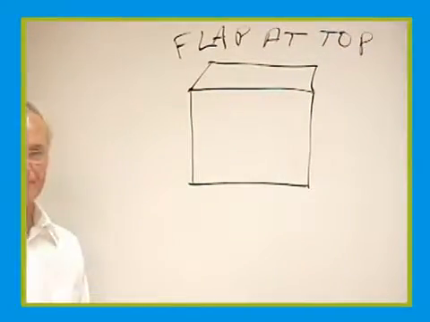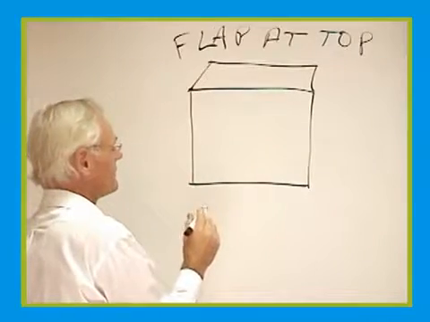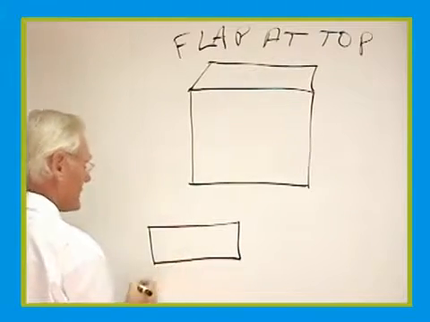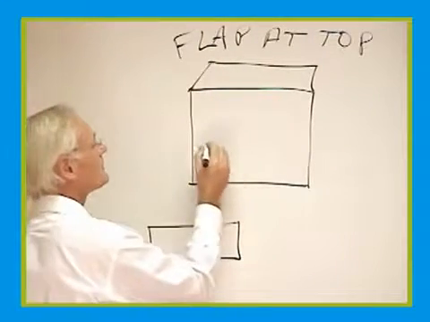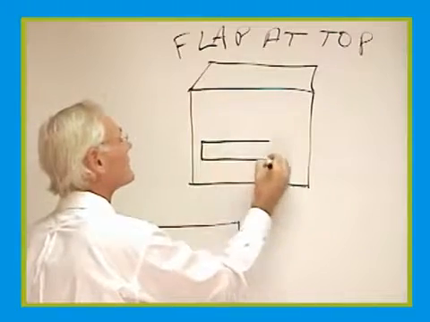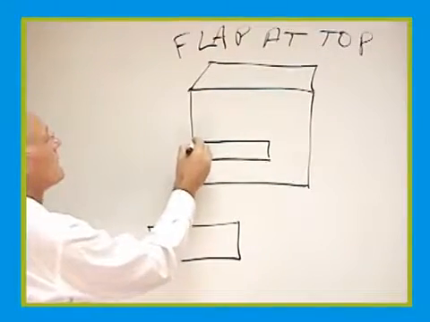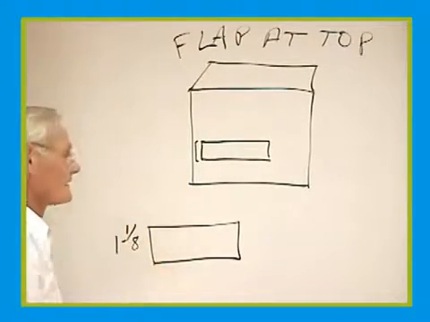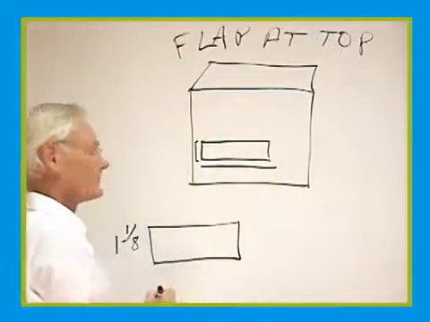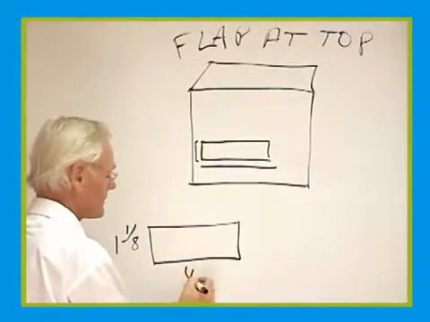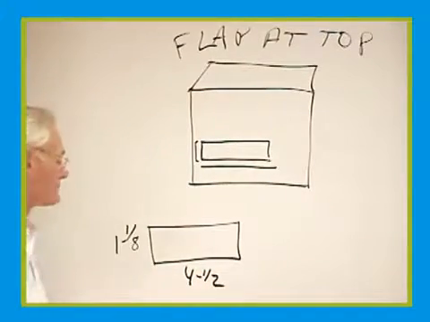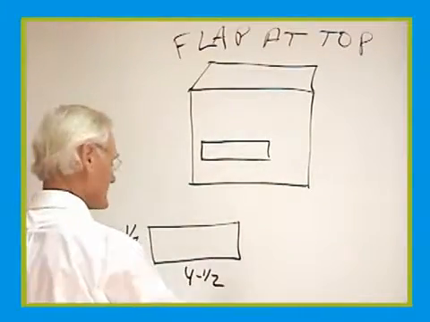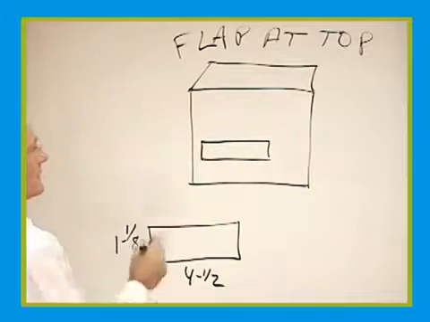This is really important. The size of a window is always described as the height by the width. So, on this envelope, if the window were here, we would first want to measure this dimension, the height. Let's say it's 1 1/8 inch. We would then want to measure the width. In this case, let's say it's a 4 1/2. That's a standard window.